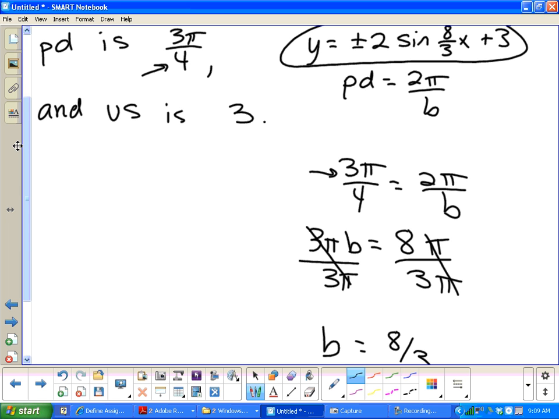So you're working backwards. Normally, we take that b value and we figure out what the period is and we graph it. Well, now we take what the period is and go backwards and figure out the b. Okay? Now, let me do one more with you, or at least 2 more here. And let's throw in phase shift this time.